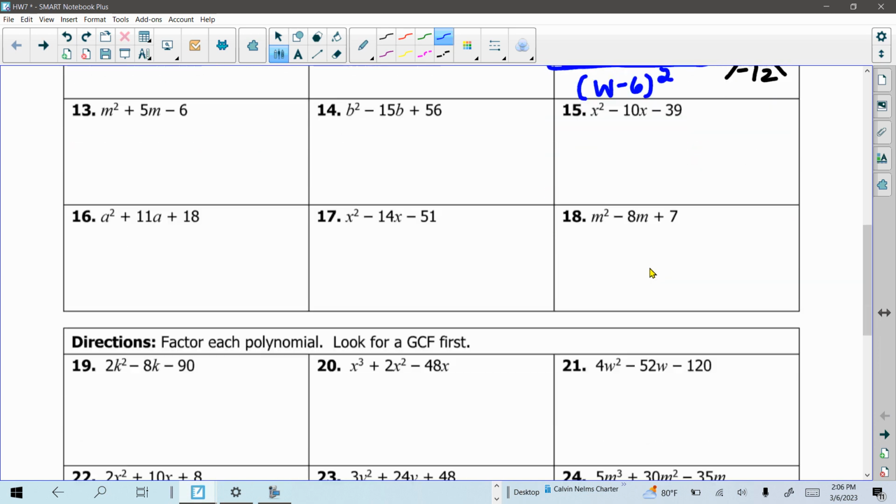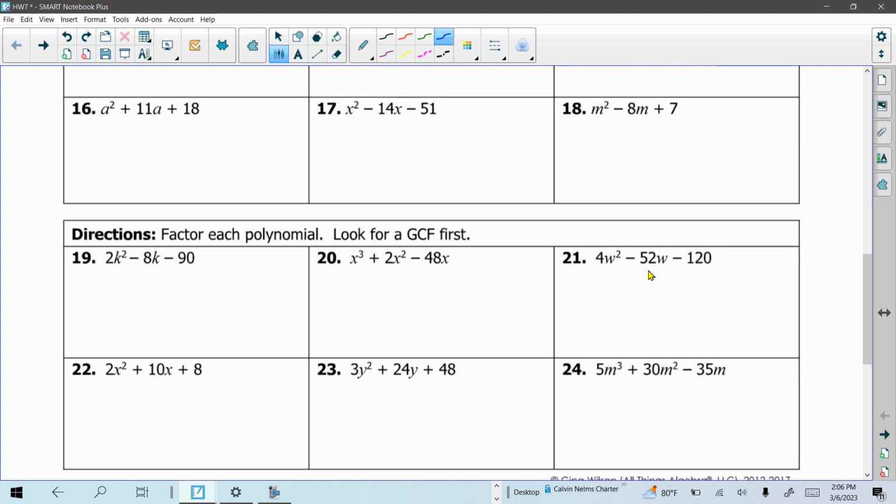Now, when you get to the bottom half, this is where it says right here, you need to look for a GCF first. So if I look at this first one, I always check the numbers first and then check for your variables. Well, they don't have a variable in each term. So the GCF between the three terms here is 2. So we're going to factor out that 2 first. This would give me k squared minus 4k, then minus 45.